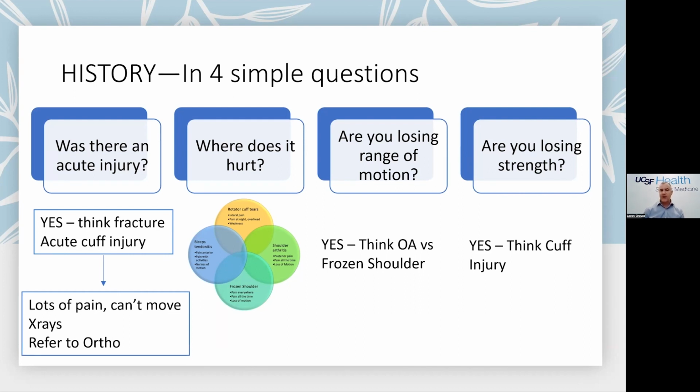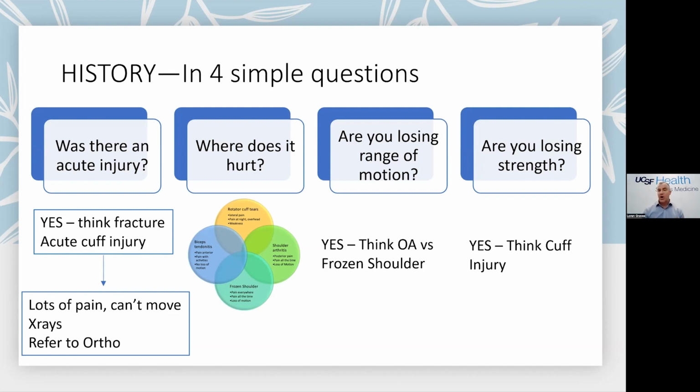Most of the time, if you can't elevate your arm or there are signs of a fracture, then realistically it should be evaluated in one of our clinics. If there wasn't an acute injury, or it doesn't sound like enough of an injury to have created a broken bone, there's no real fall, I ask, where does it hurt? Because that location of pain is really important. And like we talked about, laterally is going to be rotator cuff, posteriorly is shoulder arthritis, kind of all over the place is frozen shoulder, and in the front is biceps tendonitis.